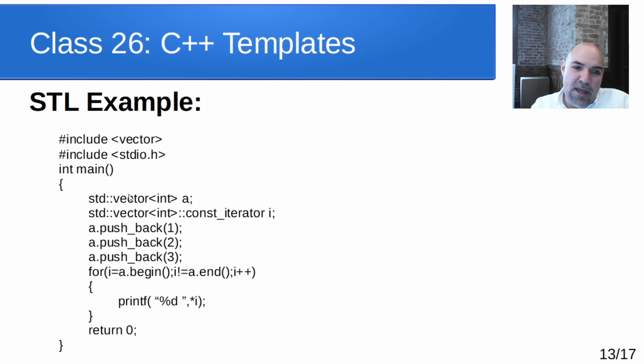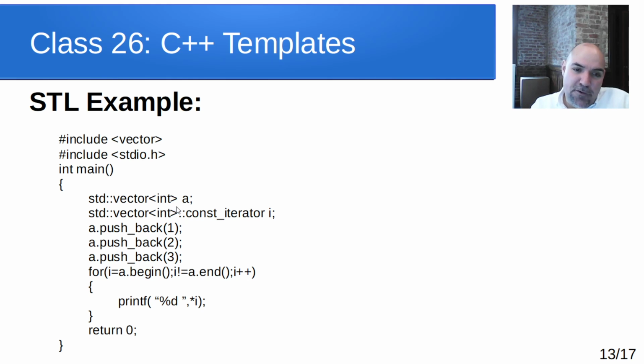Now, once we have that, it's loaded up into the standard namespace, because this is the standard template library. So we say std::vector. And since we included that, we can use it. Since it's templatized, we say, hey, make a vector of type int and call it a. So we're making kind of like an array that right now has nothing in it, and we're calling it a.